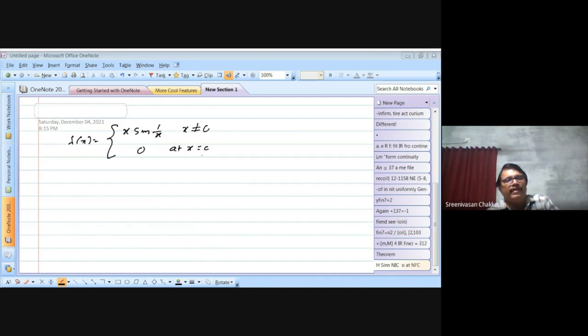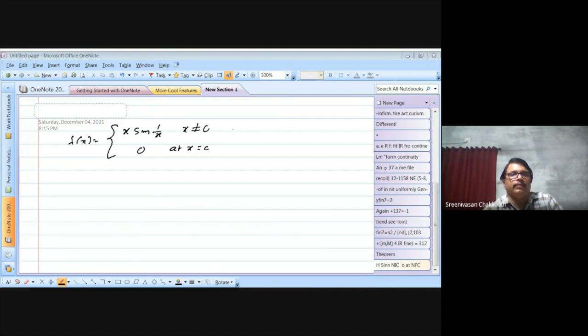You can easily verify that the function is continuous. All you need is to check the continuity at x equal to 0. Everywhere else, sine 1 by x is continuous, x is also continuous, so the product is continuous. But it can be easily checked and verified that the function is continuous at x equal to 0 as well.